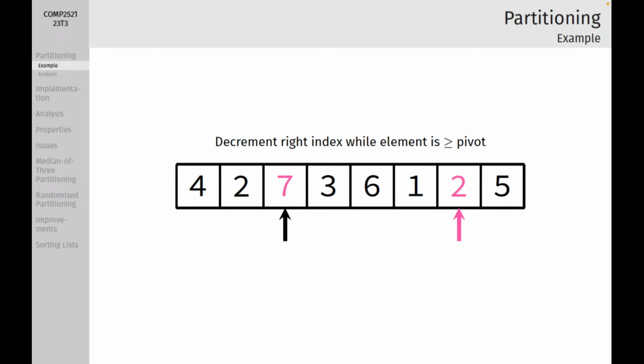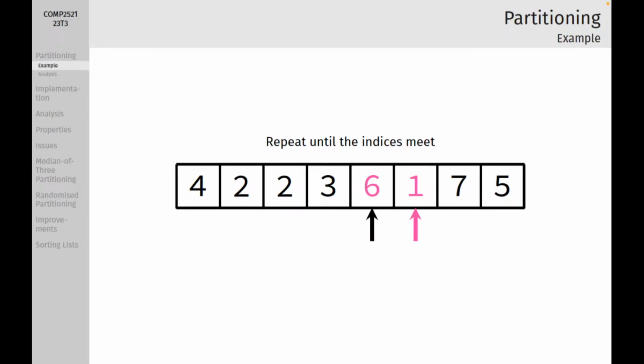So now we've found an element which doesn't belong on the left side, and we found an element which doesn't belong on the right side. So what do we do? We swap the two elements. And then we continue. We repeat this until the indices meet. So we go back to the left index, and we keep incrementing that until we find an element that is greater than the pivot. So 6. Then we go over to the right index and decrement that until we find an item that's less than the pivot. So that's 1. And then we swap them, and then we continue until the indices meet.